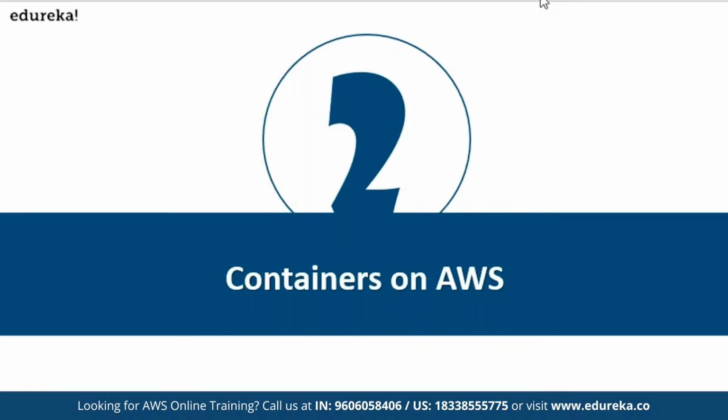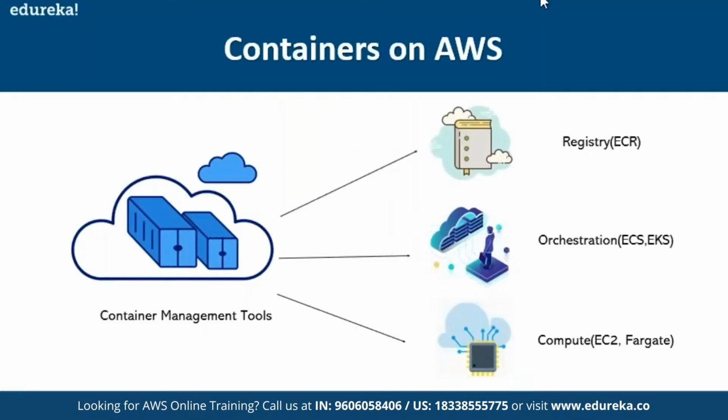So now we come to the next thing, which is containers on AWS. How do we work on the containers on AWS? Coming to this, we have three categories on which we work on containers in AWS. First is the registry, second is the orchestration, and third is the compute. Now understand what these things are.